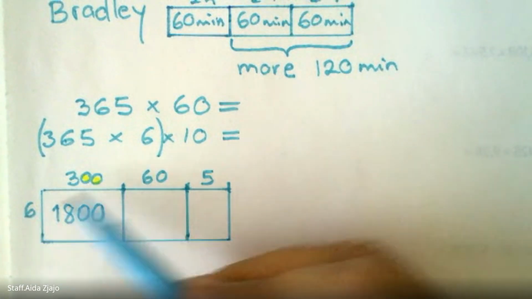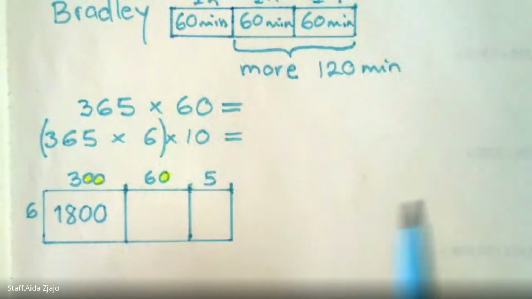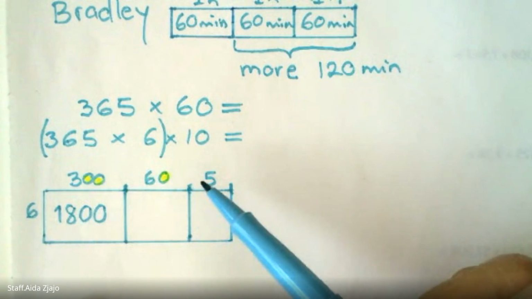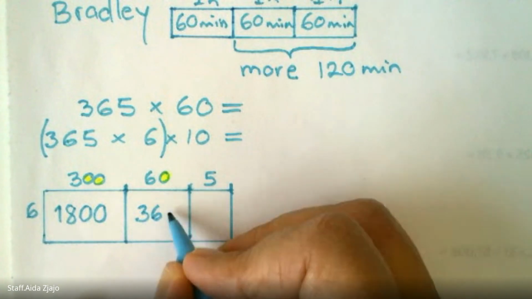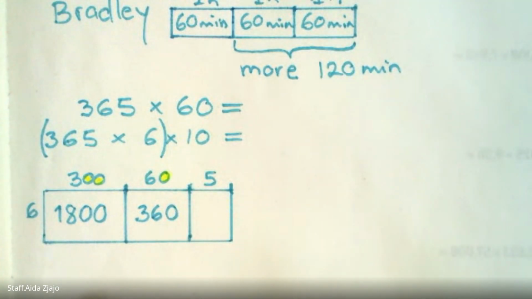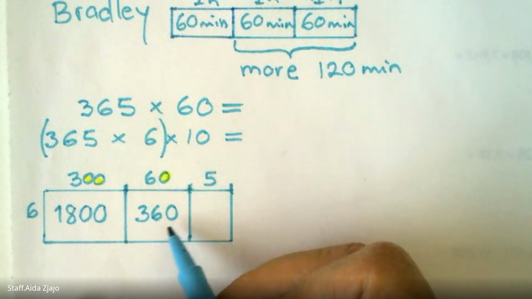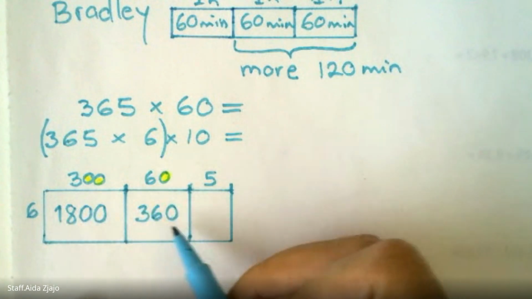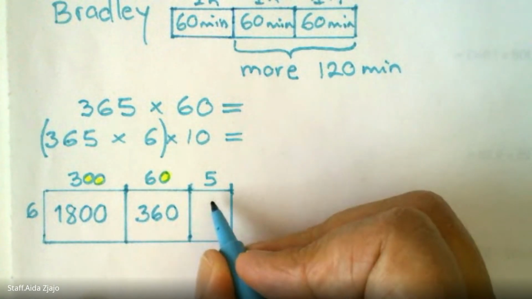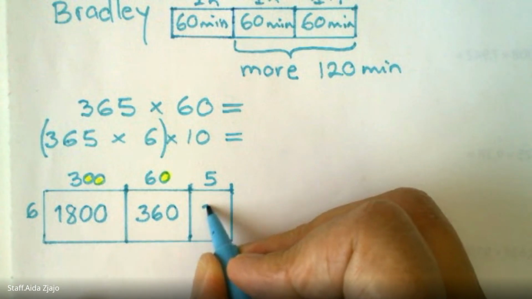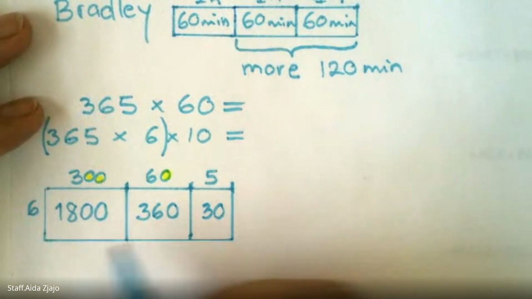If I need to do 6 times 60, that 1 zero represents 10. So I can say 6 times 6 tens. 6 times 6 is 36, and add a 0, so that means times 10, so 360. 6 times 60 is 360. And 6 times 5, you can skip count by 5 and you're going to reach 30. All you need now is to add all these together.